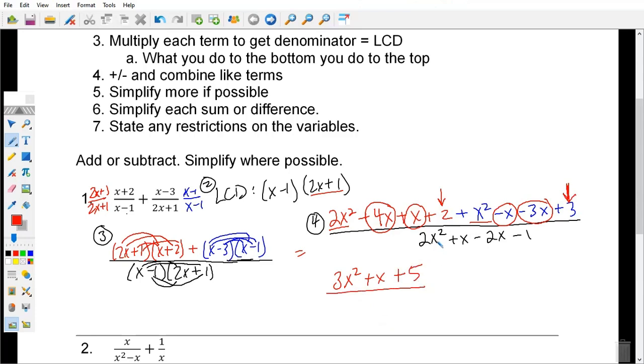Now we're going to do the denominator. The denominator, 2x squared, has no friend. But we have 1x and -2x. What does that make? -x and then -1. So your sum is this.